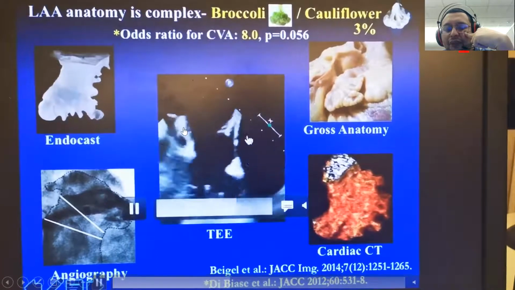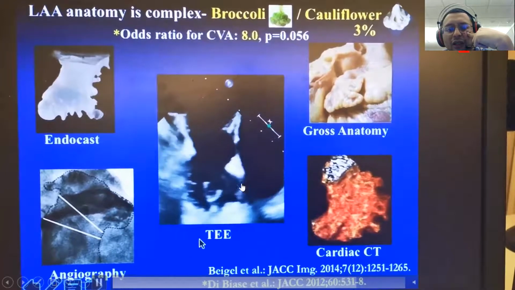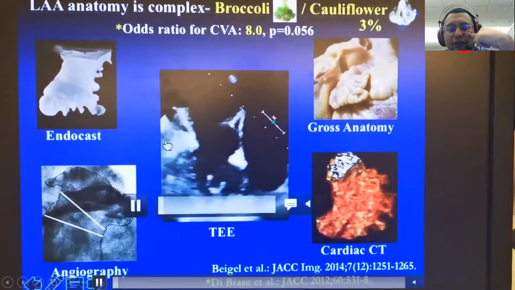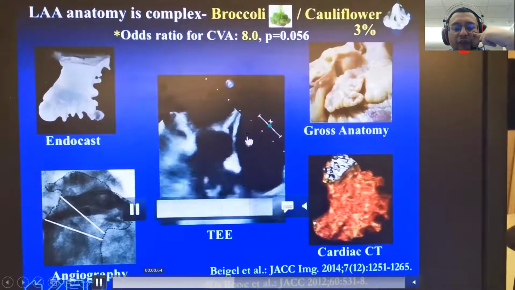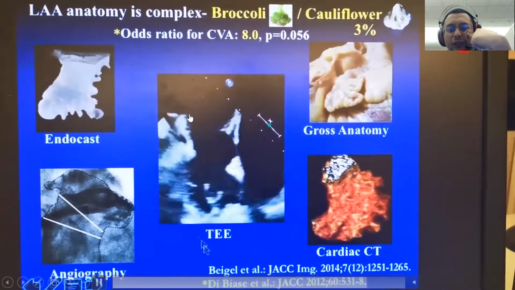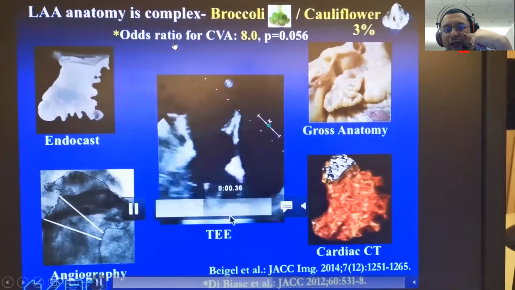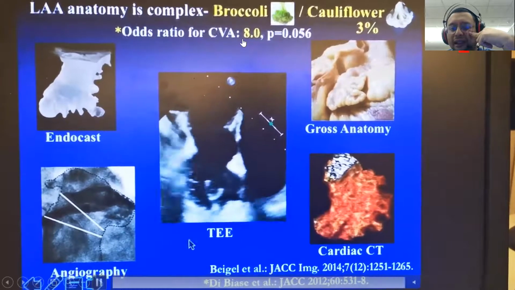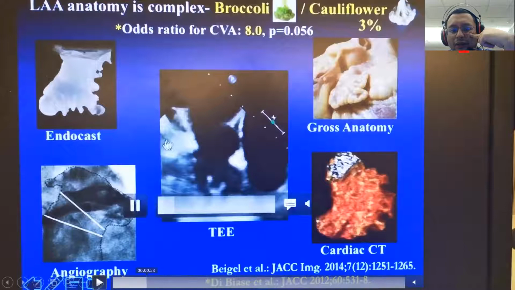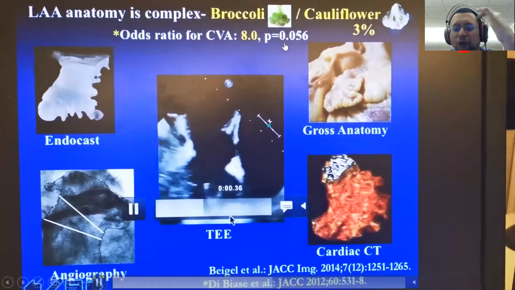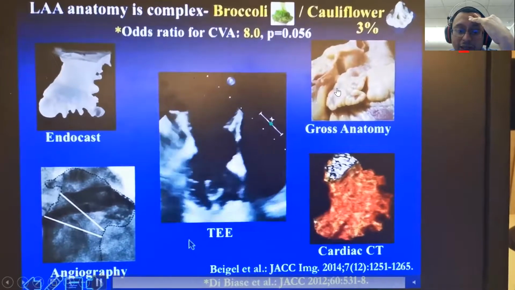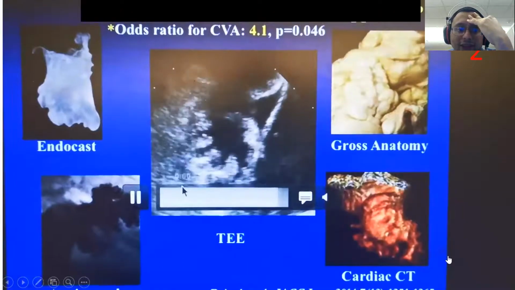Indeed, because it differs depending on what view you see. I think if you do a 120 degree view, it's always quite big. So I think this is a 120 degree view, if I'm not mistaken. But this is how the cactus looks. You can see that the odds ratio for CVA is 8, but not statistically different compared to the other left atrial appendages. But you can see the next one. So what do you think?